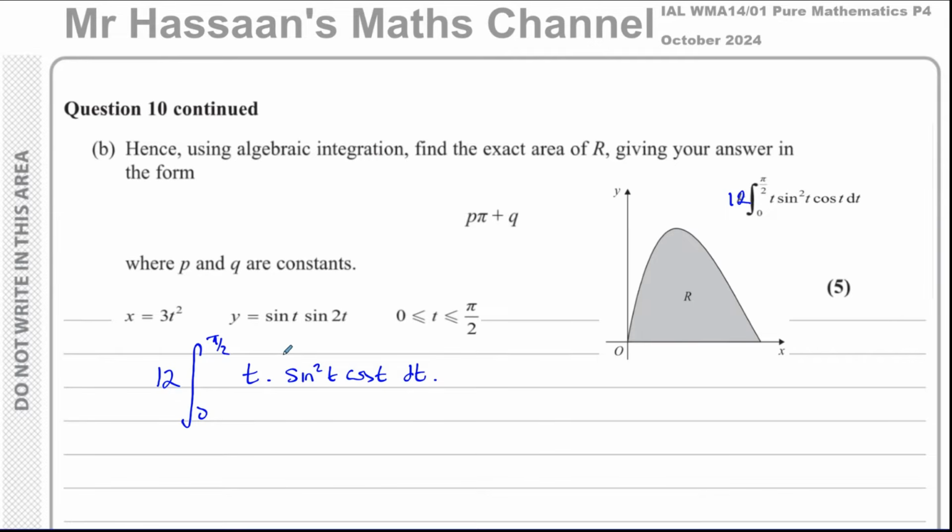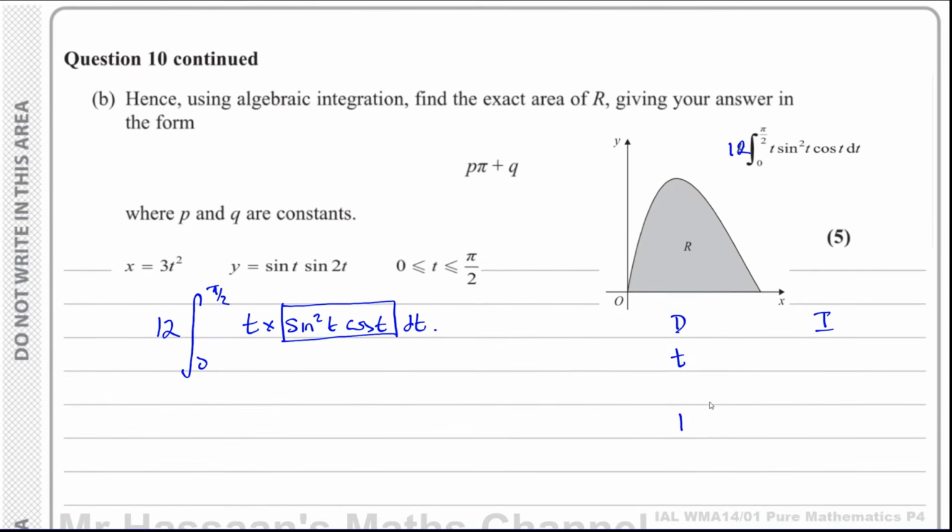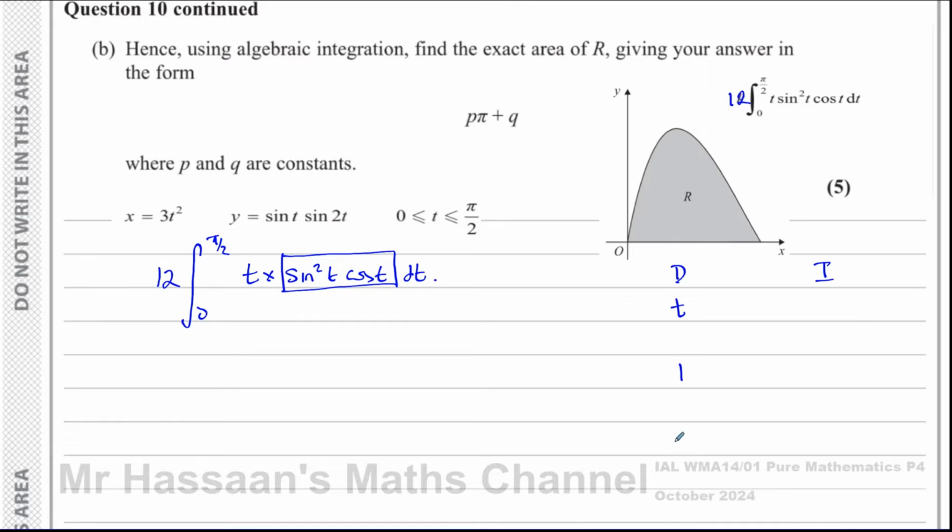Now this I can integrate with the reverse chain rule. I have a product of 2 separate functions here, so I can use integration by parts, and I like to use the DI method. The thing I'm going to differentiate, of course, is the t. Differentiating with respect to t, it becomes 1, and when you differentiate again, it becomes 0. So this is one of these easy types that gets to 0.